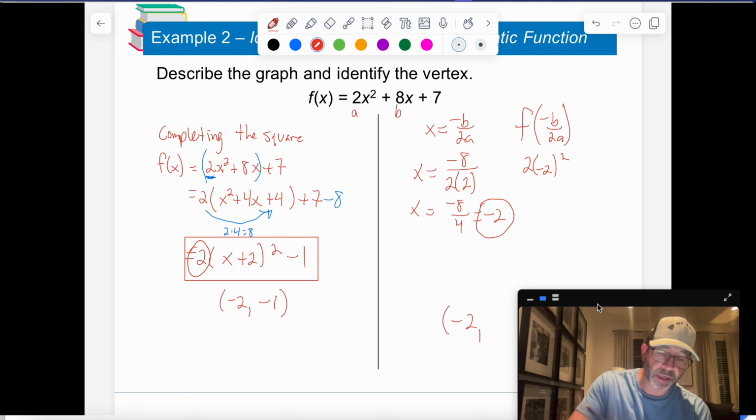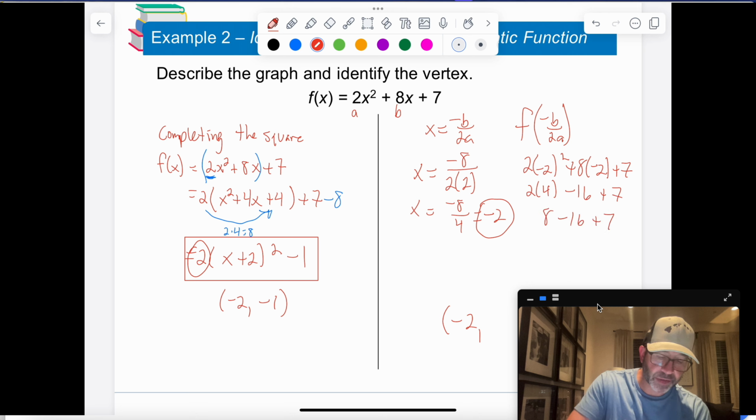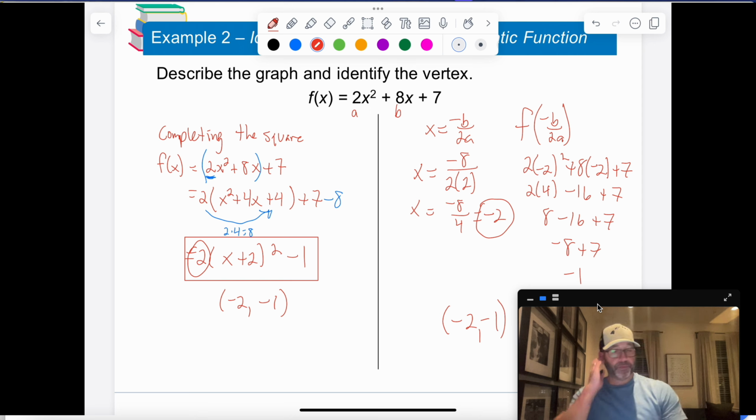So 2 times -2 squared plus 8 times -2 plus 7. And we end up with 2 times 4 minus 16 plus 7. We have 8 minus 16 plus 7. We have -8 plus 7. So we end up with -1. And that's my vertex now.